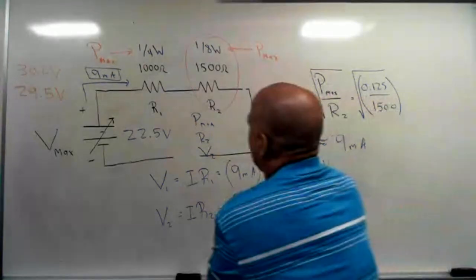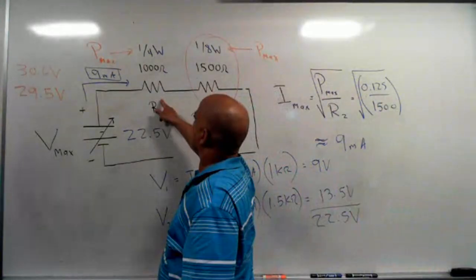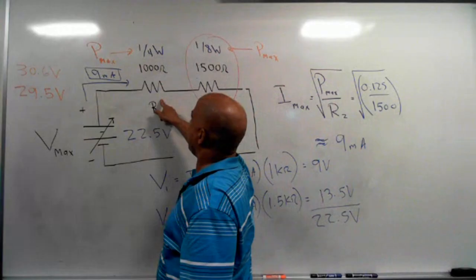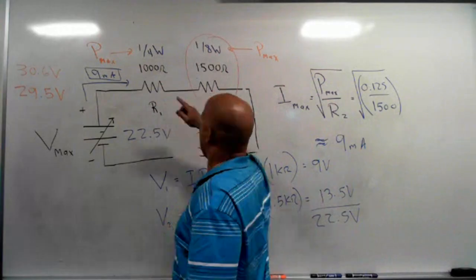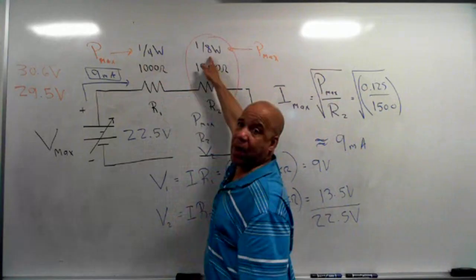So how about finding the voltage directly from P1 R1, or is that correct? No, because if you find the voltage or current for this one, then you've already surpassed the amount of current that this can handle. You've got to remember, this can only handle an eighth watt.